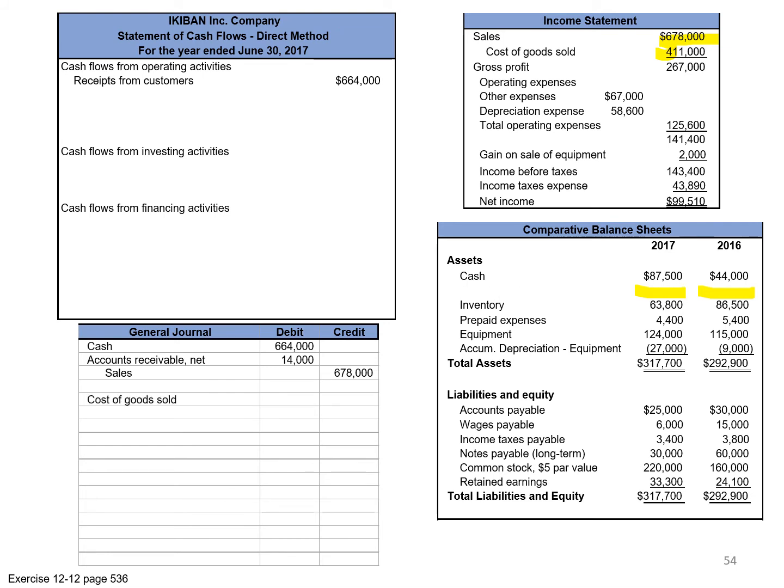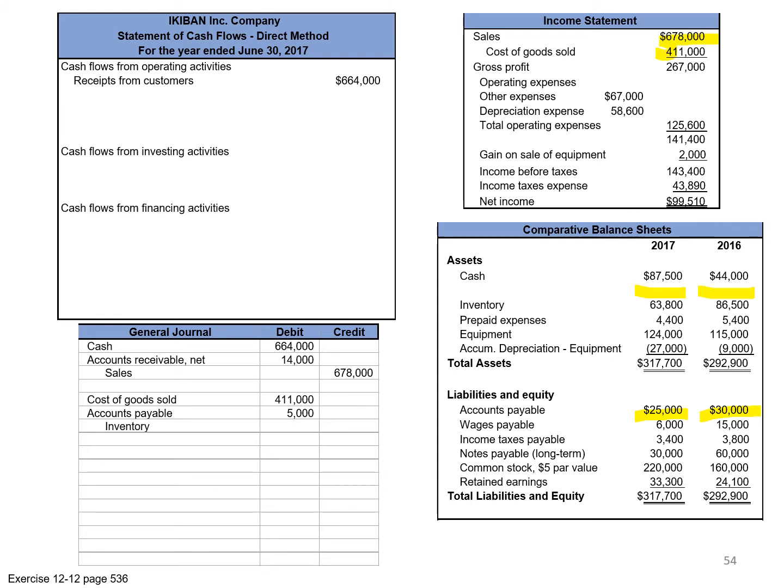Then we've got to record the journal entry for our cost of goods sold. So we know that we have cost of goods sold equal to $411,000. That's our debit. Our change in our inventory and our change in our accounts payable. So accounts payable decreased by 5, so that's a debit.